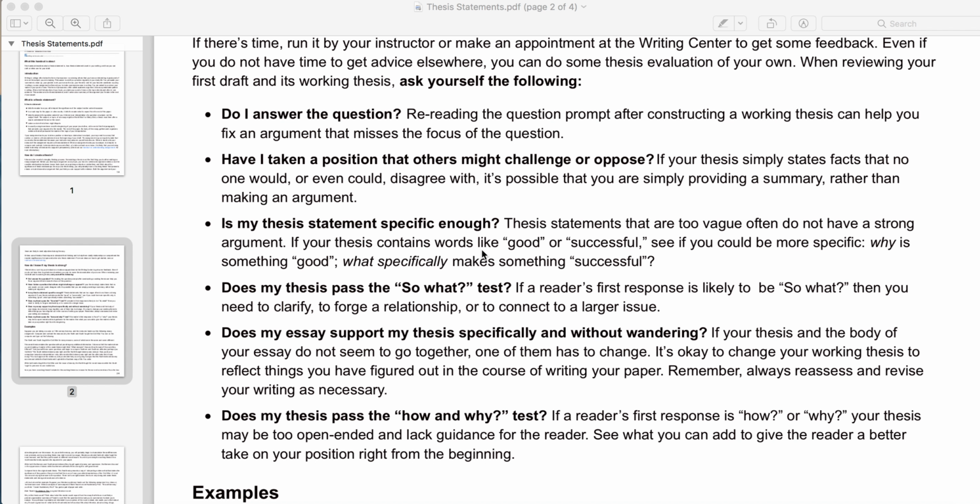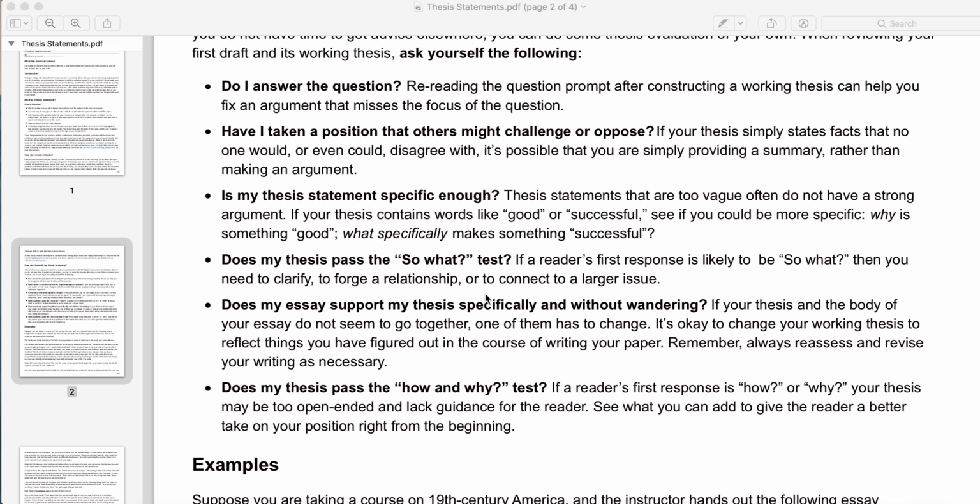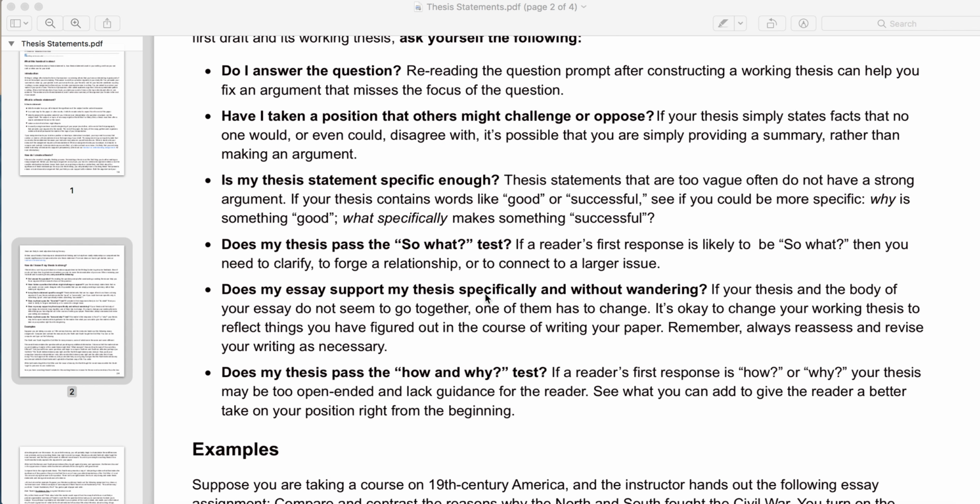Does the thesis statement pass the so what test? If you read it and you ask so what, does it answer that question? So does it clarify the point or not? Does my essay support my thesis specifically and without wondering? So is it direct enough? So not only specific, but is it also direct? And does my thesis pass the how and why test? If a reader's first response is how or why, your thesis may be too open-ended, lacking guidance.